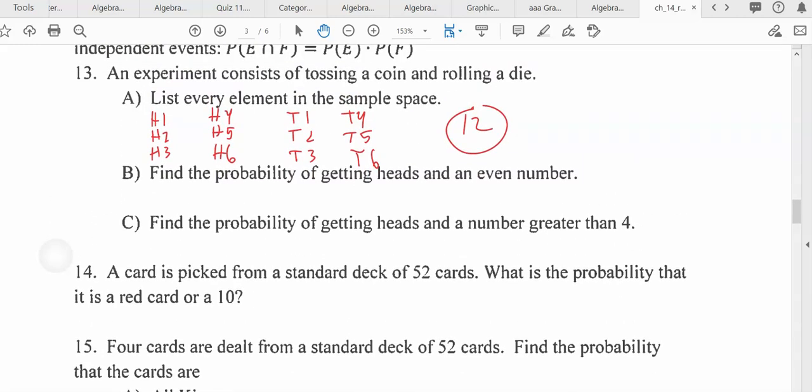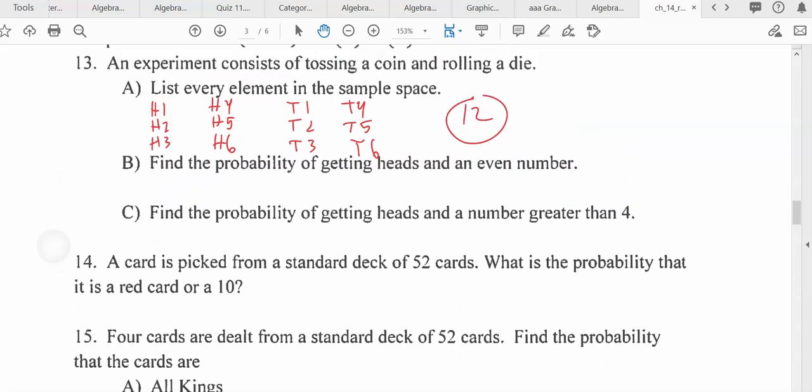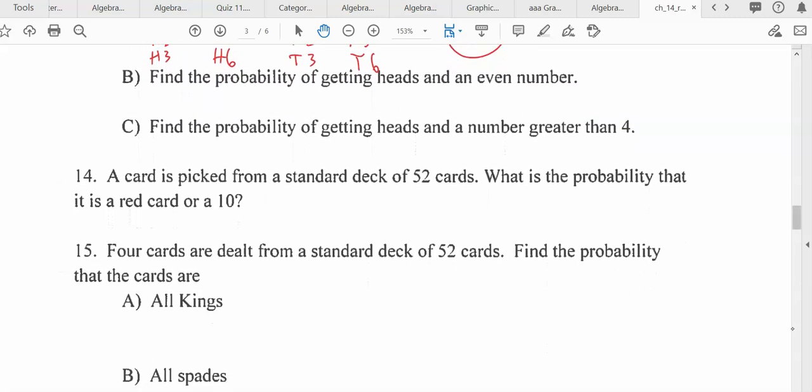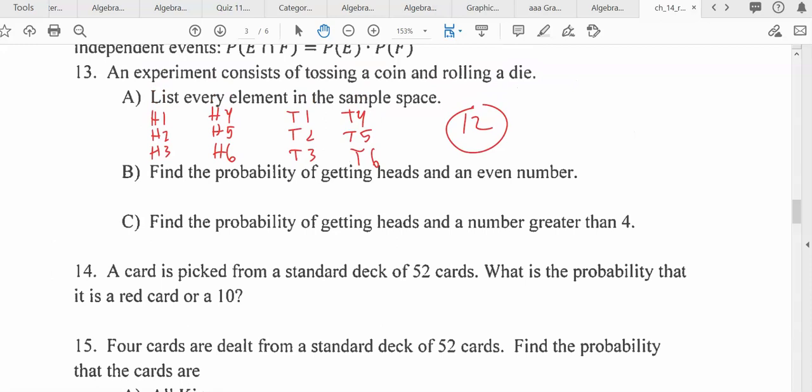But the sample space is the list of all of them. So you actually have to list them out. It helps to see that there are 12 because we'll use that here.